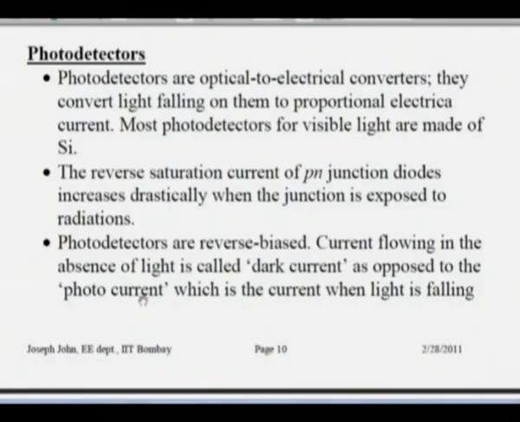As I said earlier, even though the reverse saturation current IS may be 10 power minus 15, because of the leakage current, typically the best you can get is about 1 nanoamp; you cannot get less than that. In a photodiode also, the typical reverse current is about 1 nanoamp, and that current has a name. What is the name of the current? Dark current, intentionally named to say that it is the current flowing when there is no light. And when light falls, you have what is called a photocurrent.